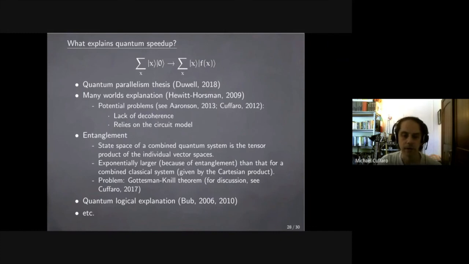And then there are other explanations for quantum speedup. Jeffrey Bub has what he calls a quantum logical explanation. I won't go into that in too much detail now, but there are others. There are people who defend contextuality as the explanation for quantum speedup, and so on and so forth. Different features of quantum mechanics that people would say are the reason why quantum computers are faster than classical computers. And the jury's still out as to which is the right explanation for it.